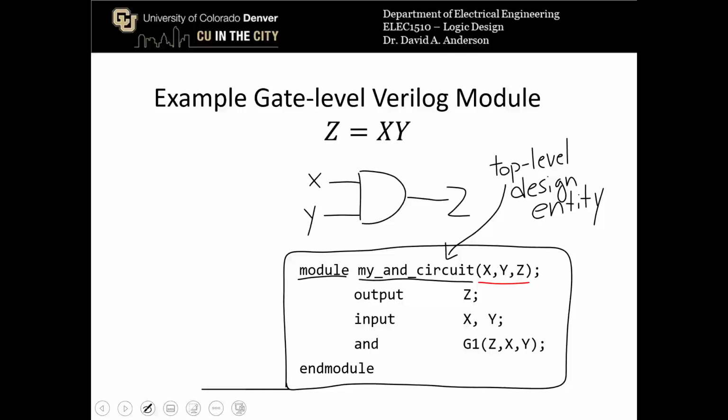So it's kind of like defining a function in a different programming language where you have arguments x, y, and z. Then we define our output as being z, so we have a single output z. We define our inputs as being x and y, so x comma y. And you need a semicolon at the end of all of these lines.